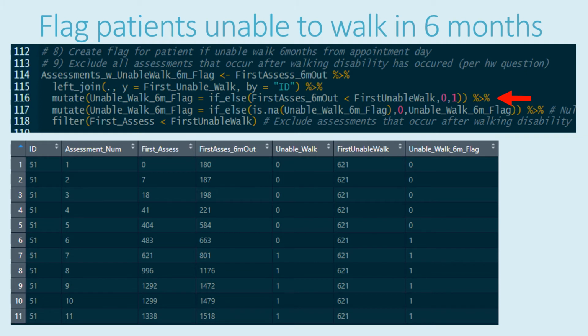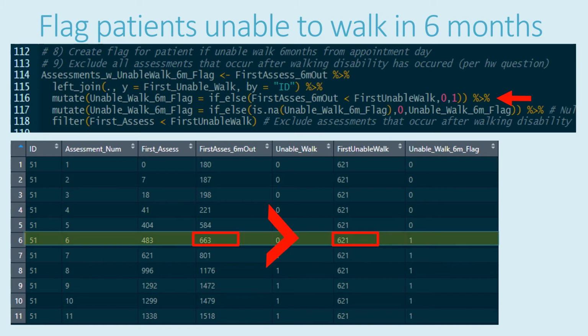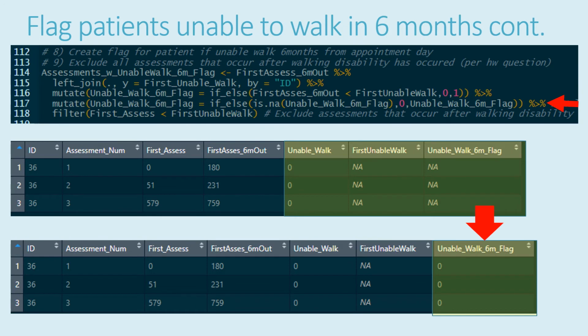So looking at patient 51 again, we can see that for their appointment on day 483, 180 days after that, they were diagnosed with a walking condition. We know this because 180 days after their appointment on day 483, which would be day 663, 663 is greater than the day they were diagnosed with a walking condition. So for patient 51 on the appointment day 483, they get a true flag for that newly created unable walk 6-month flag column.